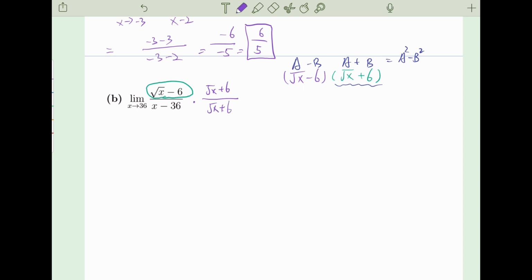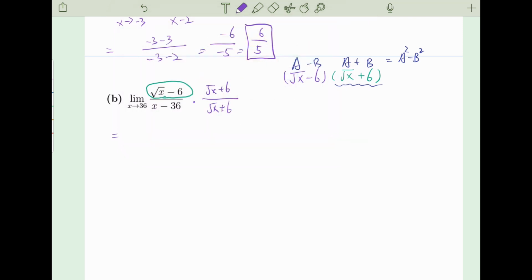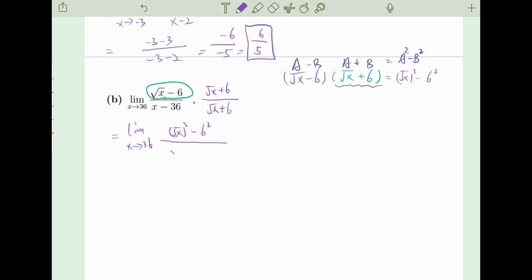Just keep in mind that when you multiply this to the top, you need to multiply the same thing to the bottom as well to keep the expression the same. So now we have the limit as x goes to 36, and the top expression has become square root of x squared minus 6 squared by the difference of squares formula, right? And the bottom, we don't need to change it. So it's (x minus 36) times (square root of x plus 6).